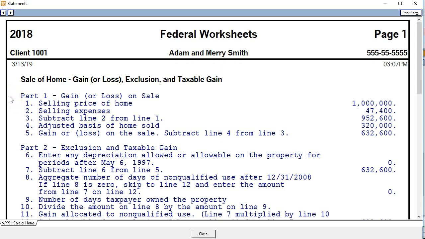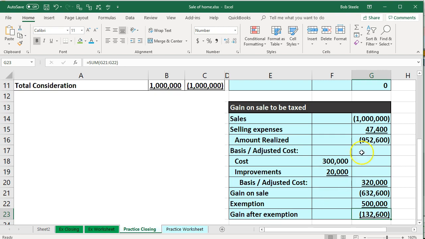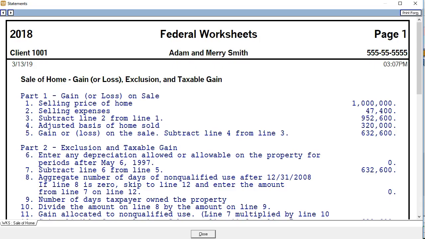Part 1, this is very similar to the calculation within the publication. We have the gain or loss on sale. We have the sale price of the home, the 1 million. Selling expenses were the 47,400. Subtract line 2 from 1, and we get the 952,600. So there's the 952,600 that we saw in our calculation.